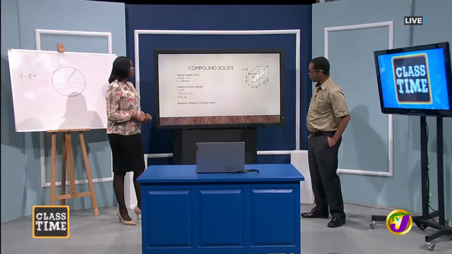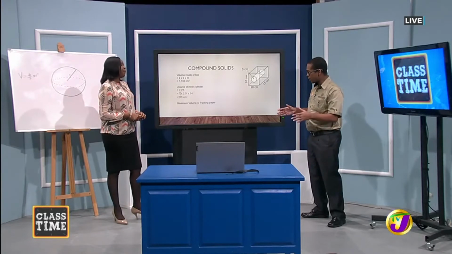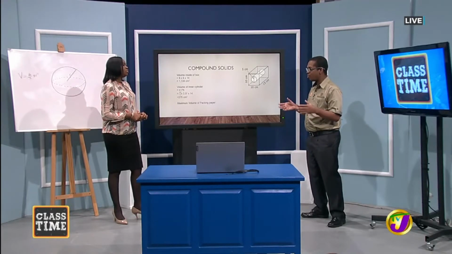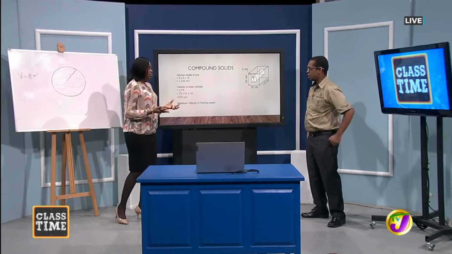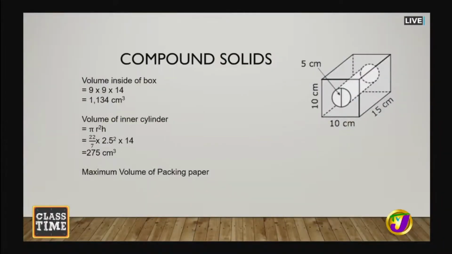So in this situation, as we had said before, we have some space within the box. The cylinder is obviously taking up some of that space, and the packing paper would be the volume or the space remaining in the box. So in this case, would we add? No, I'm thinking not, because the cylinder is taking out some of the space. So we have to be careful when we read our question, because not all the time are we going to be adding. Sometimes we'll need to subtract.